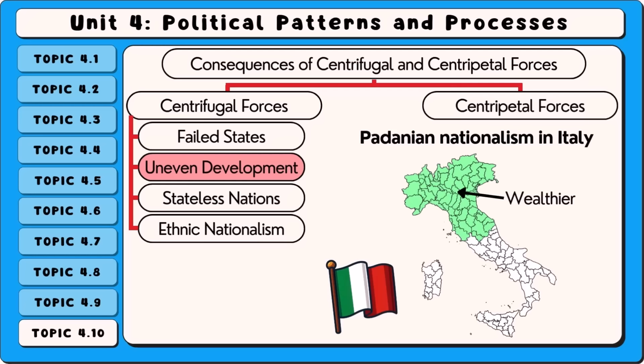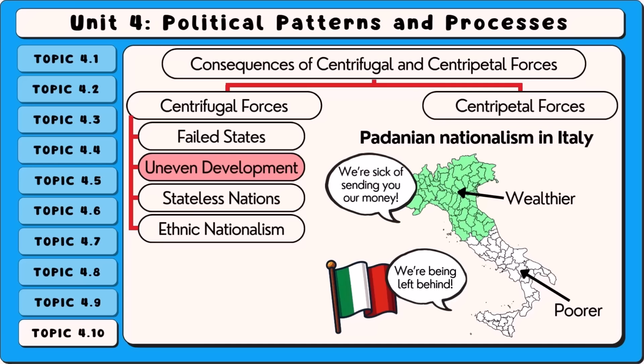The second consequence is uneven development. When certain regions of a country are much wealthier or more developed than others, it creates resentment and weakens national unity. The poorer areas may feel neglected, while the richer areas may resist sharing resources. This economic divide is a common centrifugal force that can lead to demands for regional autonomy or independence.